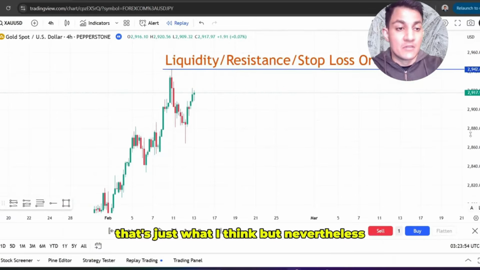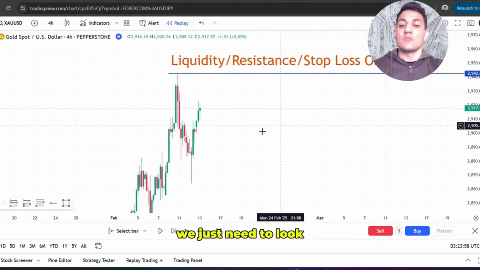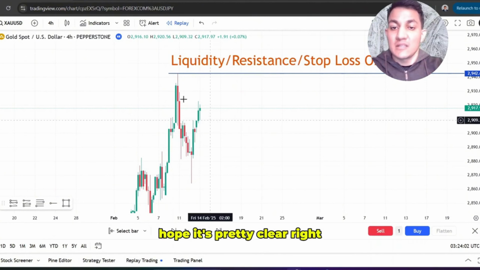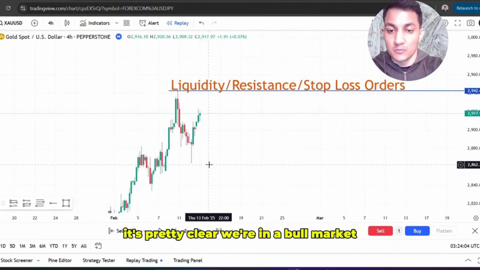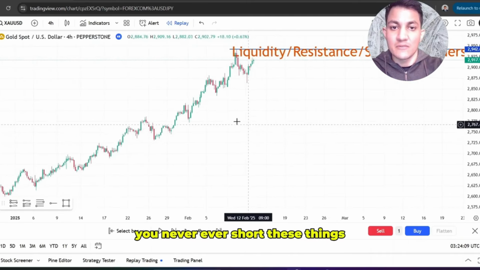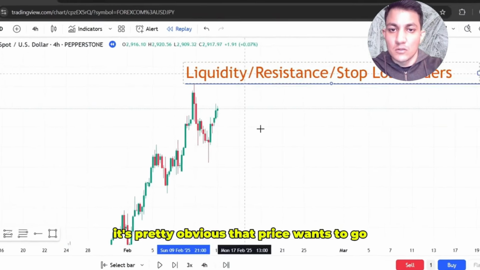But nevertheless, what we need to use for the buyers, or for the direction of the market, is we just need to look for where the most obvious stop loss orders are, right? I hope it's pretty clear. We're in a bull market. Let me just zoom all the way out, actually. We're in a bull market on gold, right? You never ever short these things. It's pretty obvious that price wants to go to this high here, right?